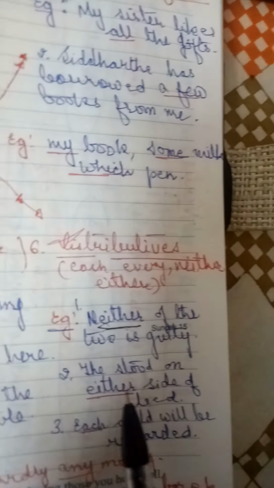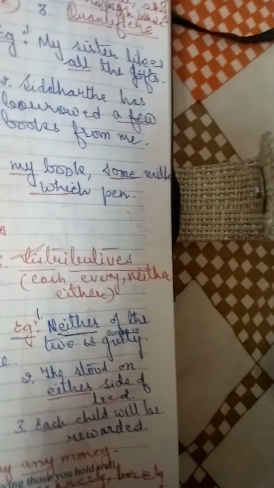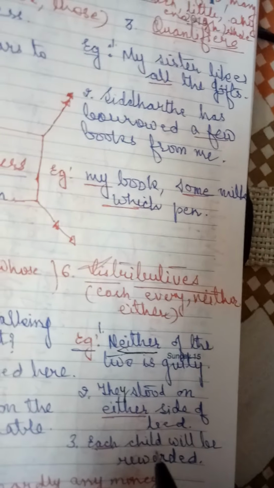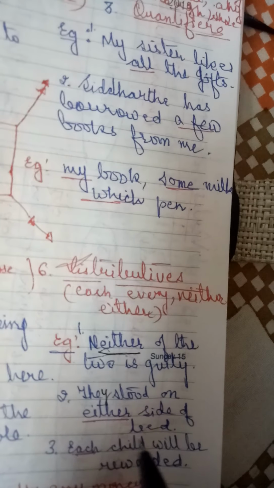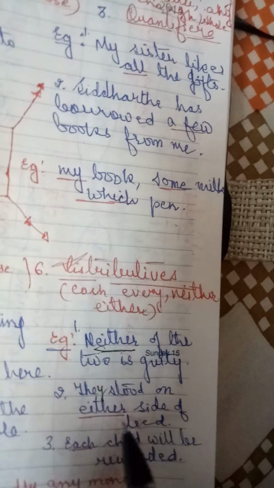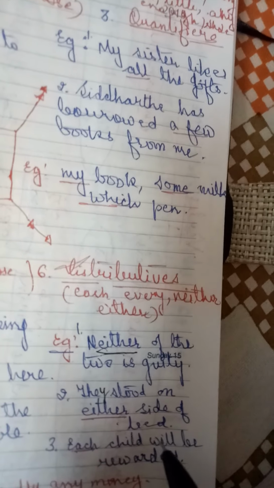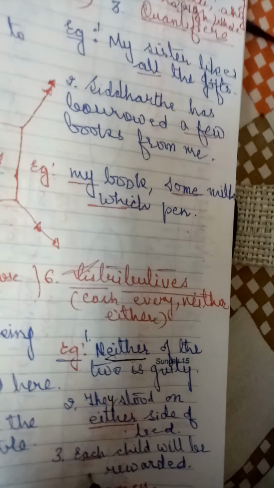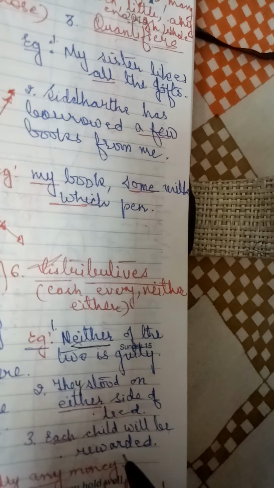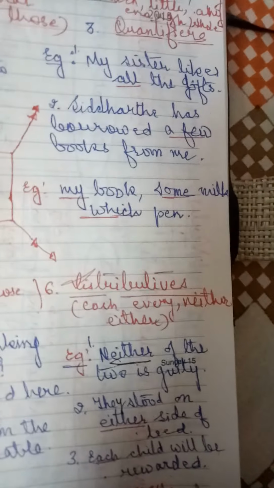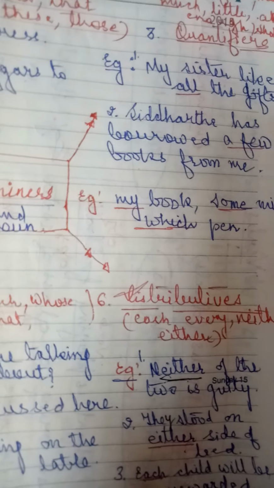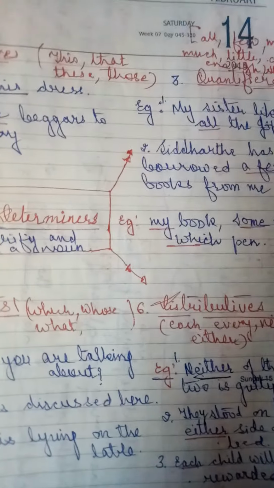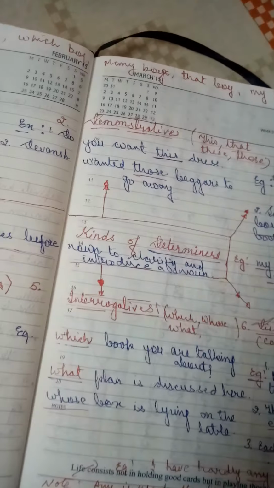See, they stood on either side of the road, or of the bed, whatever. Like both, one of the. Each child will be rewarded. Each child will be rewarded. Here the word each is a distributive word, which is a determiner, which is also telling us about the very particular.